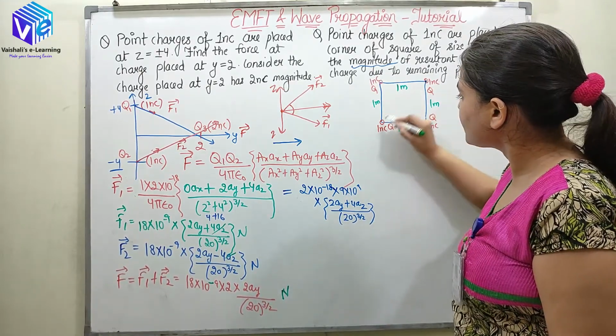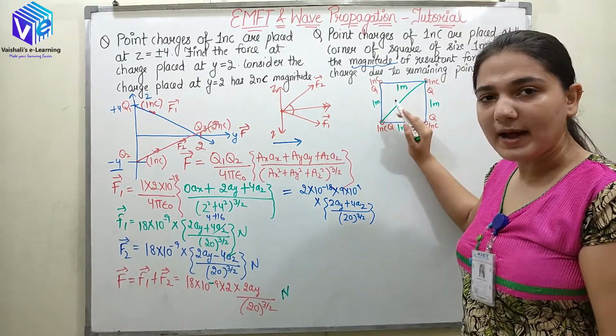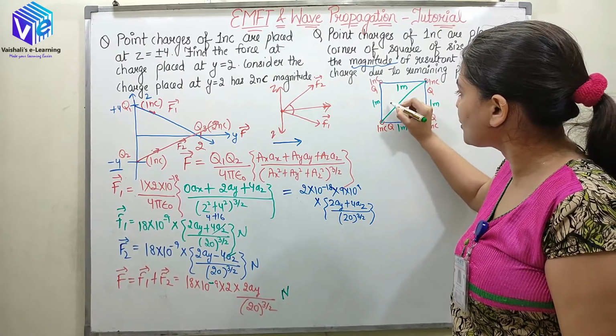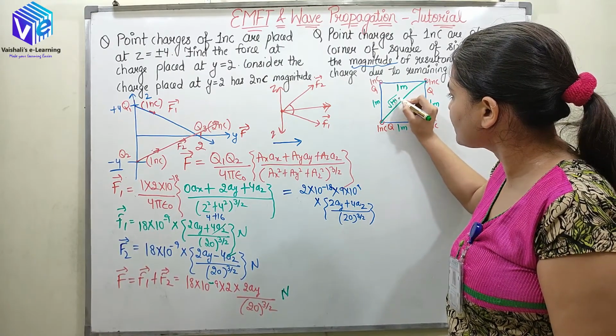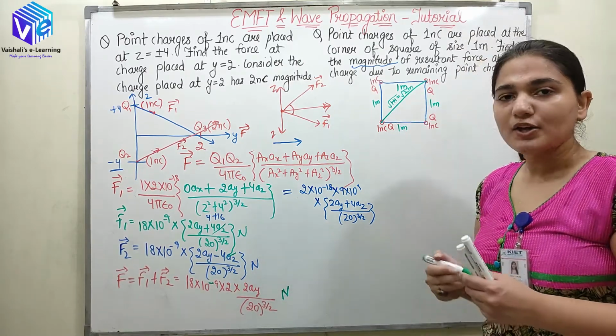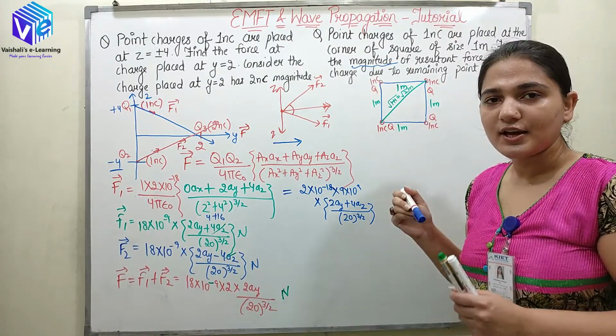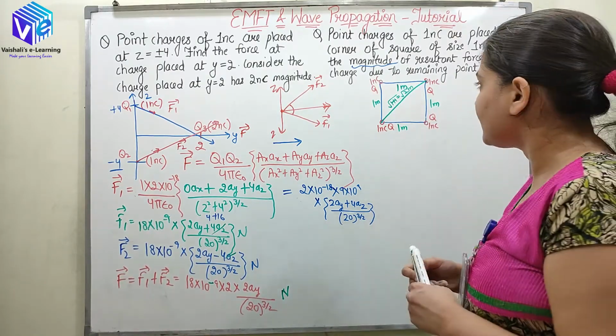Now what is the distance between these two charges? I'll be using the Pythagoras theorem here. This is the hypotenuse. It will be equal to under root 1 plus 1, which is under root 2 meter. Okay, so now I know the distance between all of the charges. So I need to find out the resultant force.